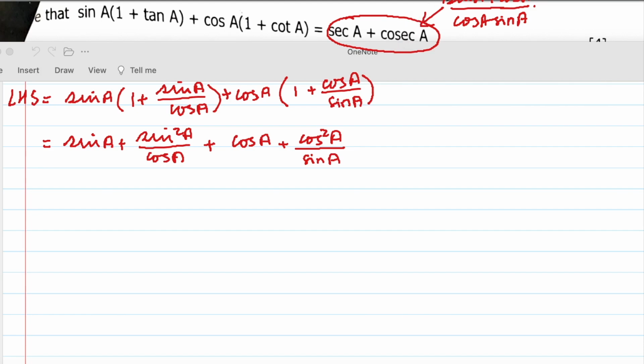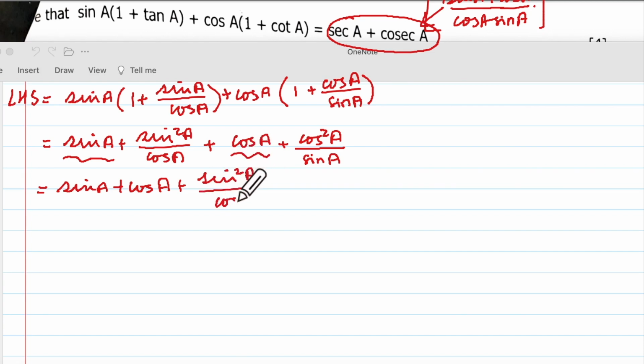Okay, so I'm going backwards in my mind. I'm thinking like this. Now can you see sine A plus cos A is here? Can you see I'm getting sine A plus cos A? Yes, ma'am. You saw that? So I'm keeping that separate. You understood what I'm doing? Yes, ma'am. And then I'm taking sine square A upon cos A plus cos square A upon sine A. I'm keeping this intact. Which one? Sine A plus cos A.